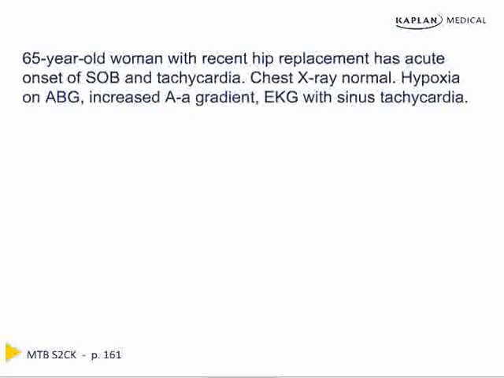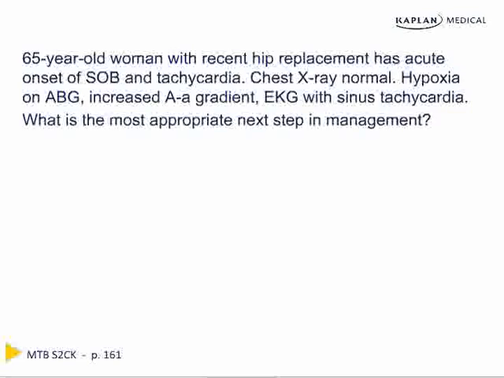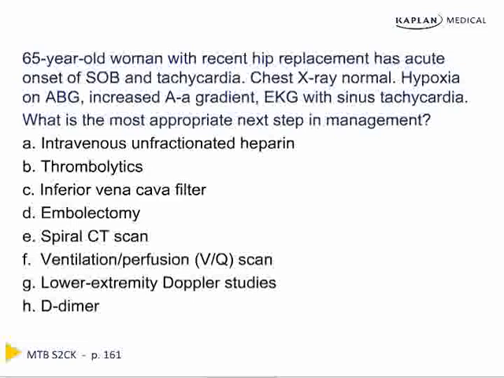Let's pause now for a practice question. Here we have a 65-year-old with recent hip replacement presenting with acute onset shortness of breath and tachycardia. We have a normal chest x-ray and an ABG showing an increased AA gradient. The EKG shows sinus tachycardia. What is the most appropriate next step in management? Answers include IV heparin, thrombolytics, IVC filter, embolectomy, spiral CT scan, VQ scan, lower extremity Doppler studies, or a D-dimer.